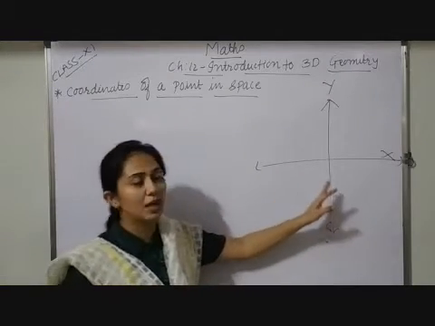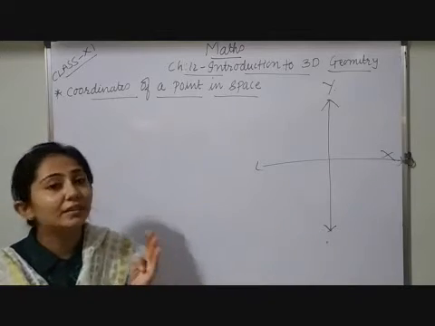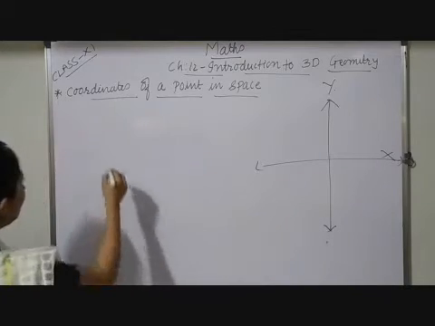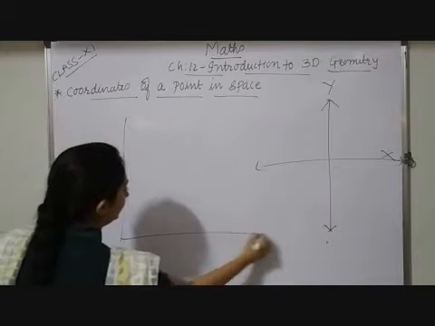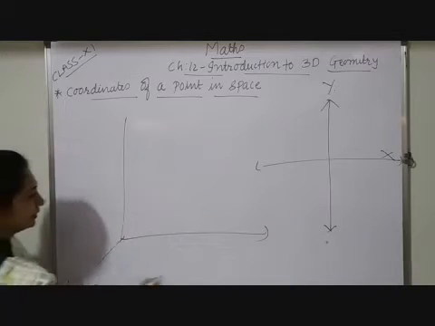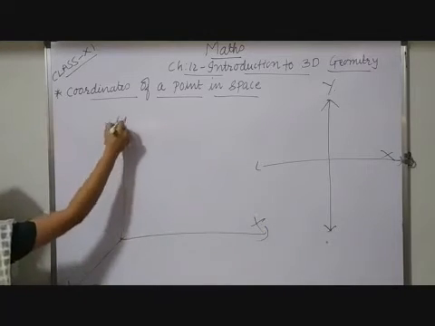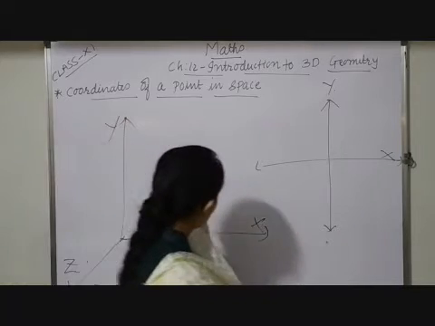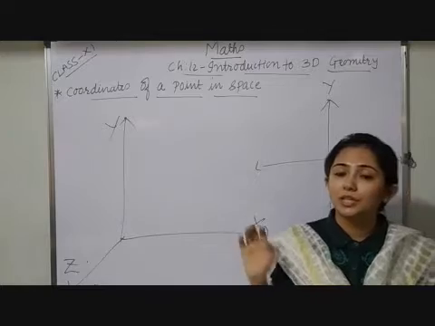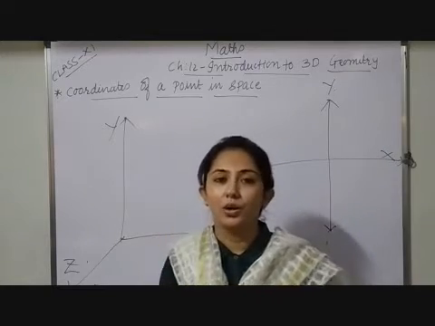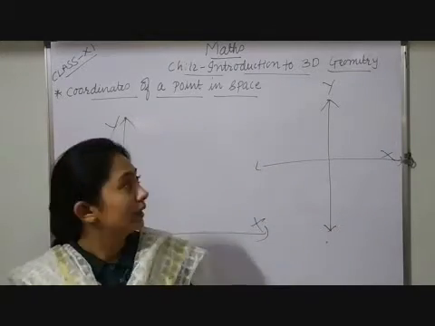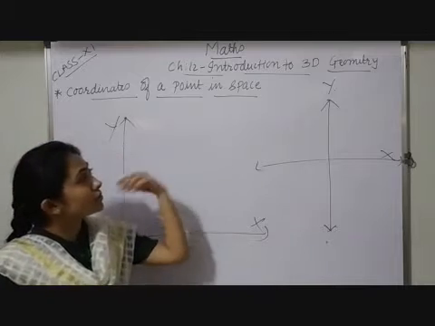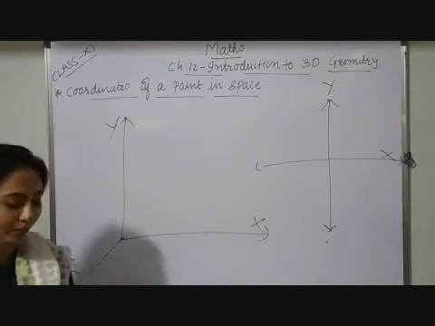Now in place of two dimensions, now we are having three dimensions. So how? Observe, like this, x-axis, y-axis and z-axis. So such a plane is called 3D plane. In this chapter, we are going to study Introduction to 3D Geometry.